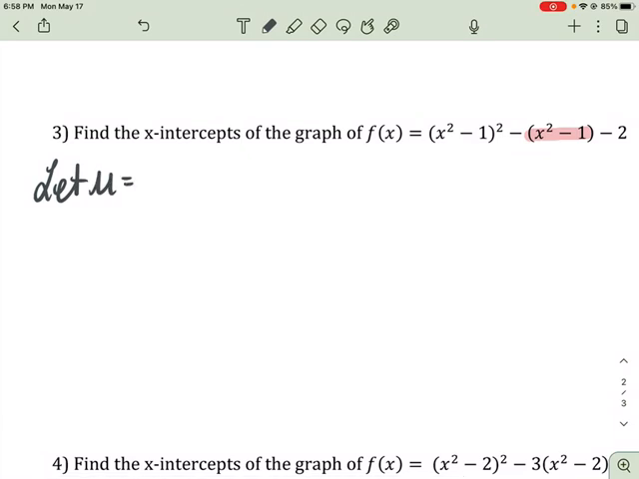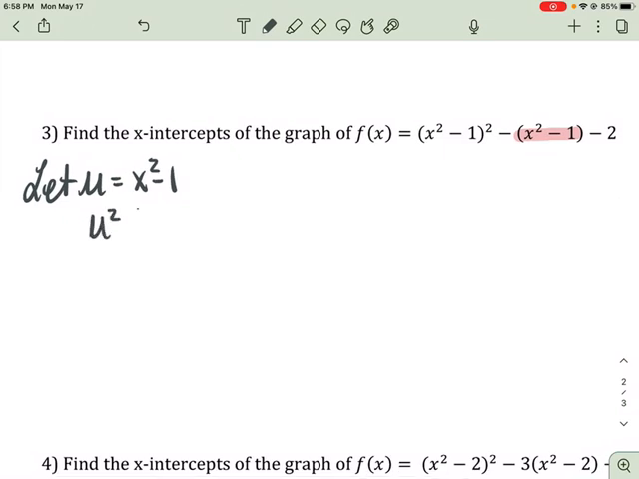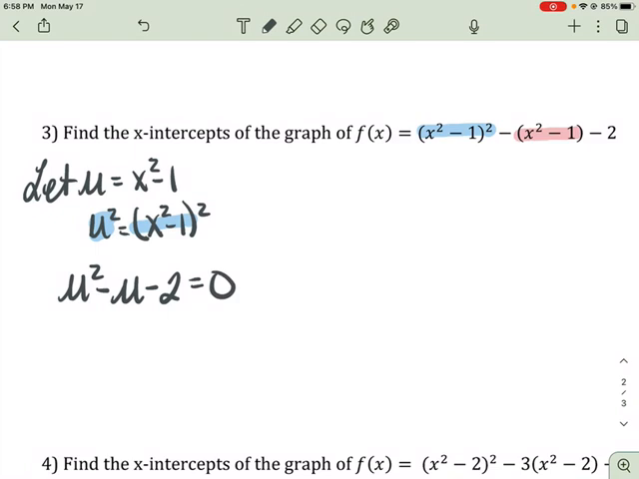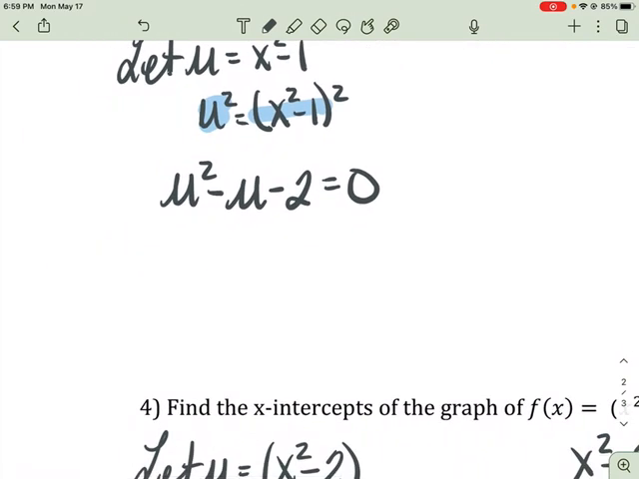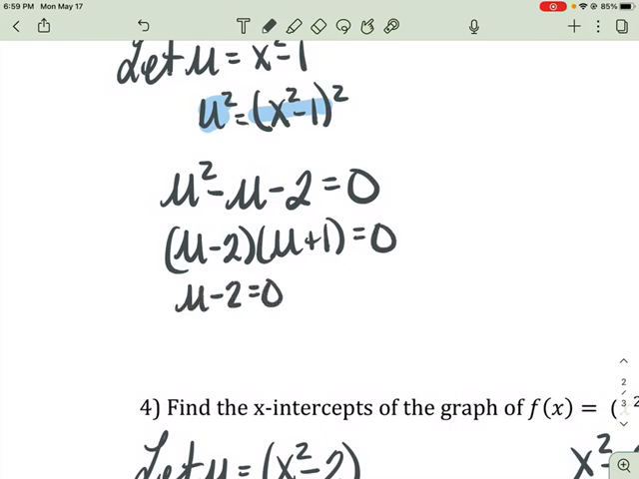So my let statement is going to be let u equal x squared minus 1. So u squared would be x squared minus 1 quantity squared, which is this guy right here. So that's what we're putting in. We're going to put in u squared. Okay, so let's make this a simpler problem. u squared minus u minus 2 is equal to 0. Well, factors of negative 2 to add up to negative 1 are negative 2 and 1. Set both equal to 0.